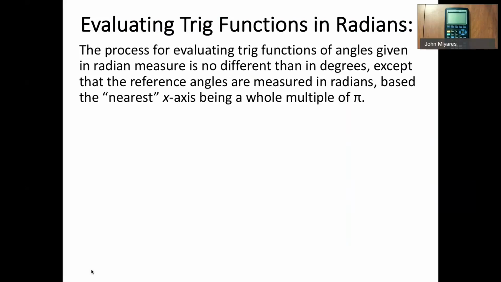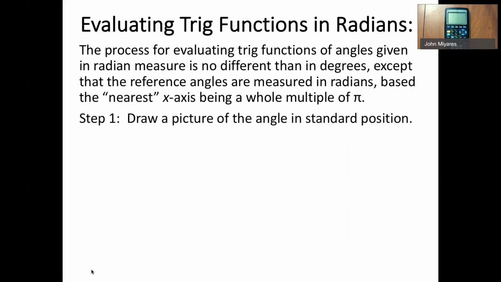Let's look at how we might evaluate trigonometric functions of angles when the angle is given in radians and perhaps isn't one of the ones that's on the chart from the previous slide, but we could set up a reference triangle for. The procedure is very similar to what we did in section 6.3, except the reference angles are going to be measured in radians instead of in degrees, and any measurements that were taken from the nearest x-axis will be in multiples of pi rather than multiples of 180 degrees. The steps aren't any different though.